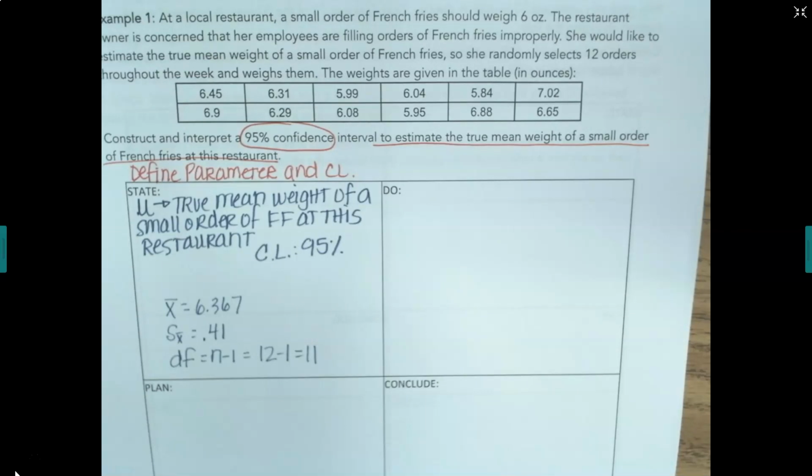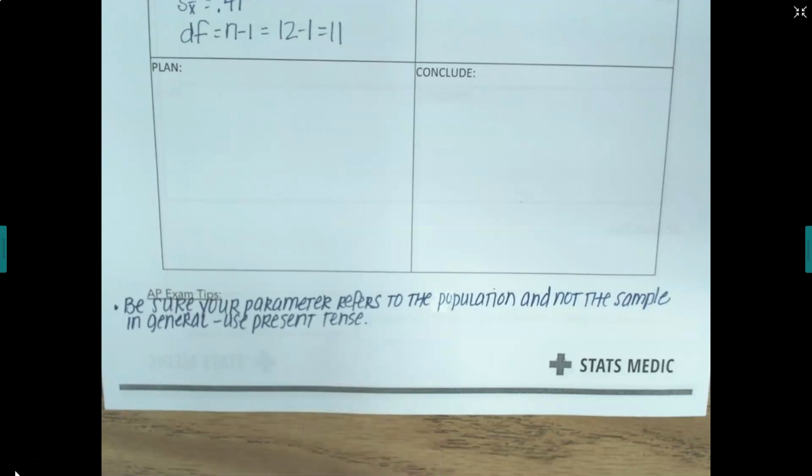Now, one AP tip that I want to give you about defining your parameter is I want you to be sure your parameter refers to the population and not the sample. If you look at how they ask the question, if you phrase your definition the same way they do, you're going to be fine. And in general, make sure you're using present tense. Do not use past tense, because that sounds like you're talking about the sample instead of in general. So be sure you're referring to the population and not the sample when defining your parameter. Okay, so that gives us state.